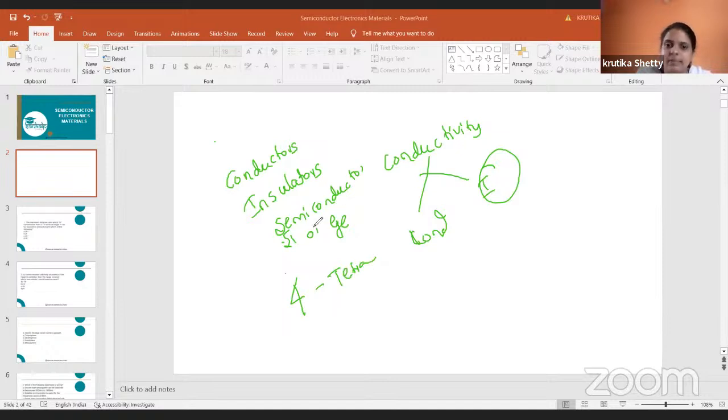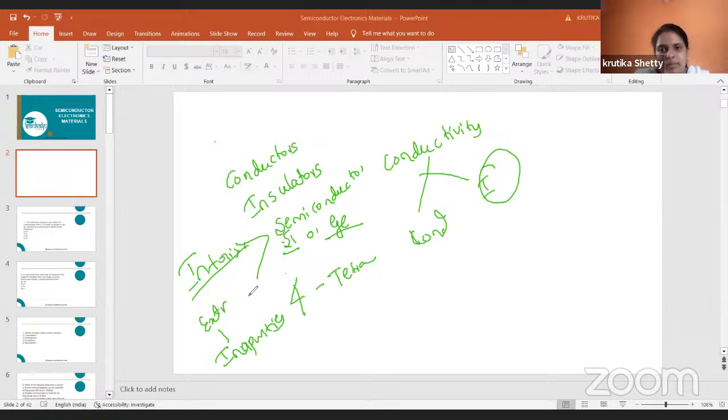Okay, semiconductors are divided into two types: intrinsic semiconductors and extrinsic semiconductors. So what is an intrinsic semiconductor? Pure semiconductors are called intrinsic semiconductors. In an intrinsic semiconductor, we consider silicon and germanium as examples. What is an extrinsic semiconductor? It is a semiconductor whose conductivity increases by adding some impurities. When impurities are added, the conductivity of the material increases. Those are called extrinsic semiconductors.